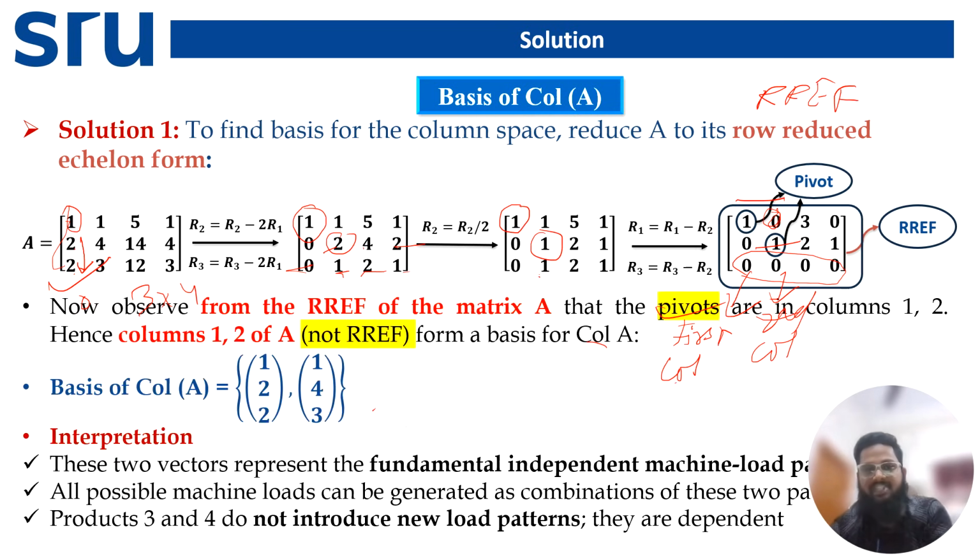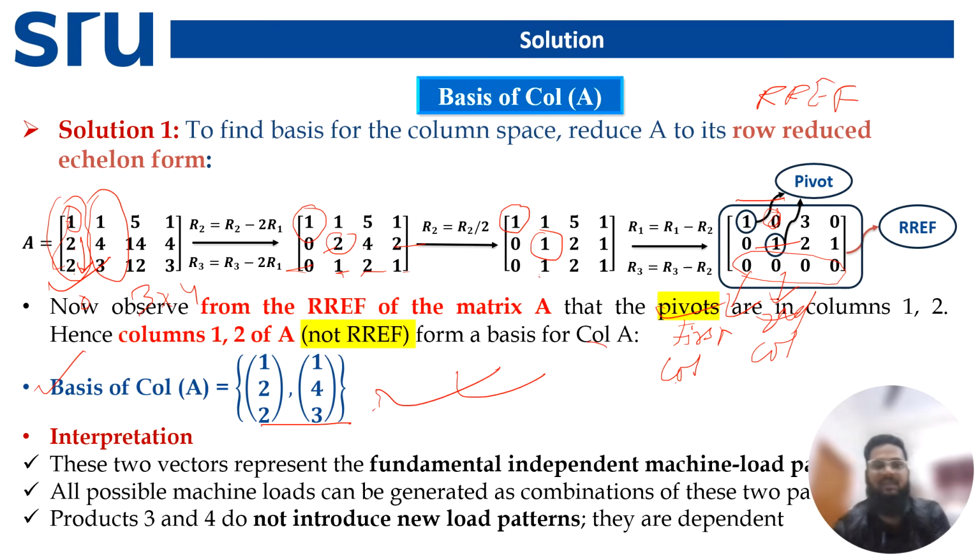So you take the corresponding columns from the main matrix. Please remember this: you check that the pivots exist in the first and second columns in the RREF form, but you take the same positions from the original matrix. So the first column is 1 2 2, and the second column is 1 4 3. If you put these in set brackets, this is the basis of the column space. Although it has 4 columns, only these two are independent. So this is the basis of the column space.